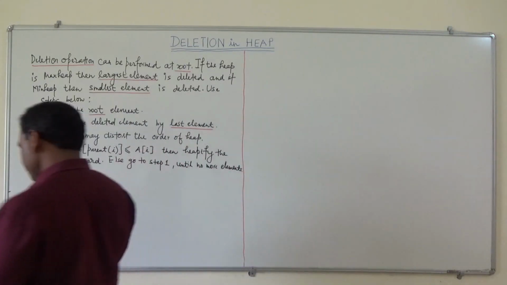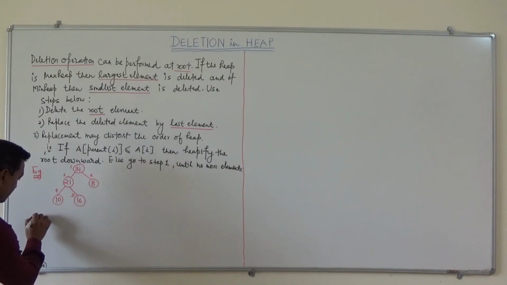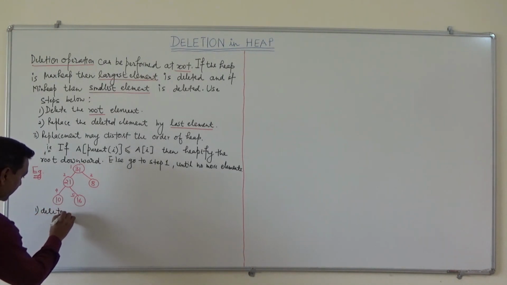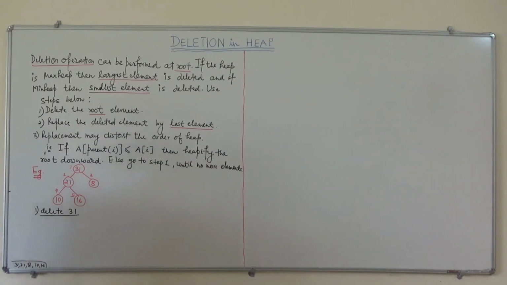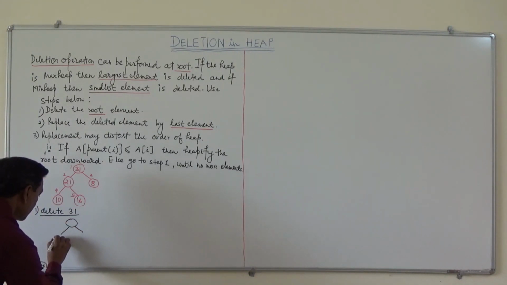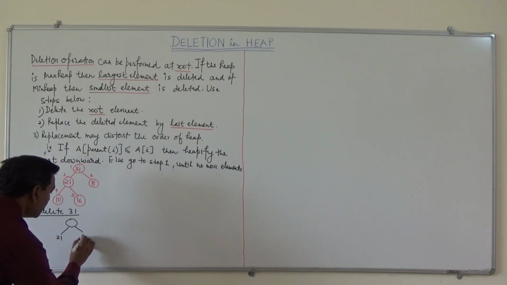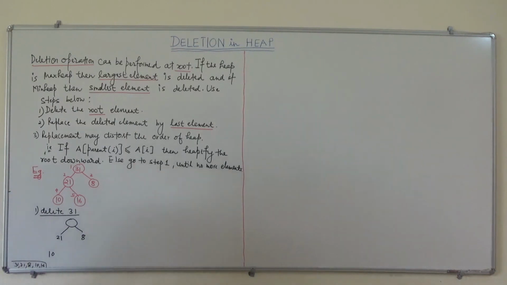So first of all, we will delete this 31. So first delete 31 because we have to delete from the root. So this 31 is deleted. 21, 8 and 10.